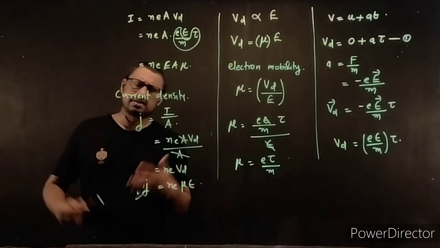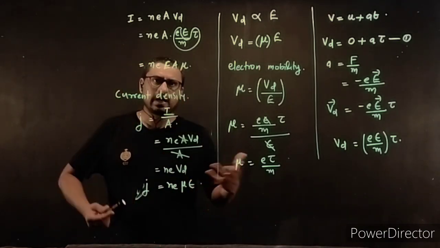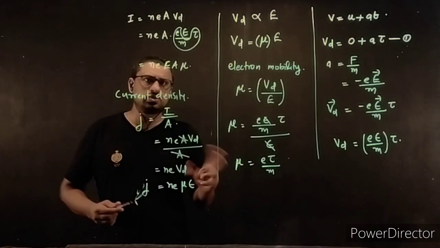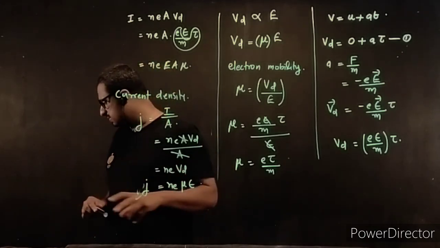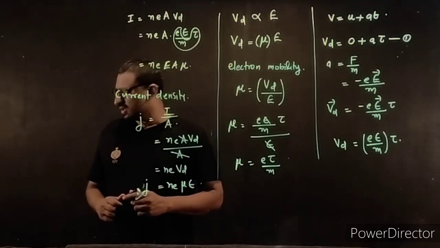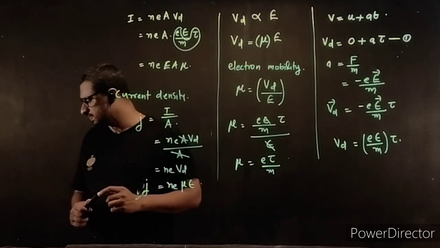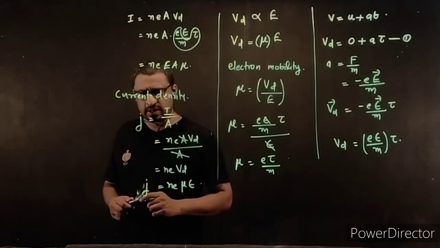So it can be interrelated like this. That's all. It's not a must that you memorize all this. You should be in a position to obtain the equation from one to the other. That is what current density is. J is equal to ne mu E.